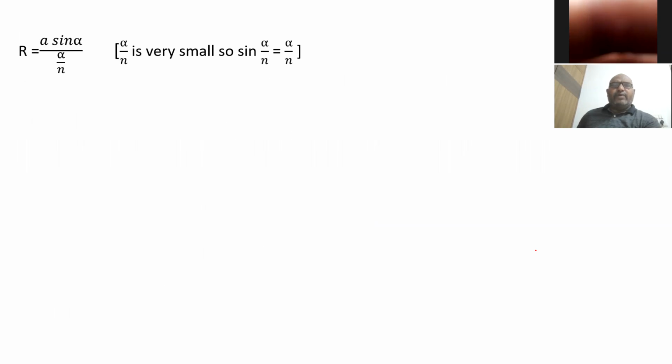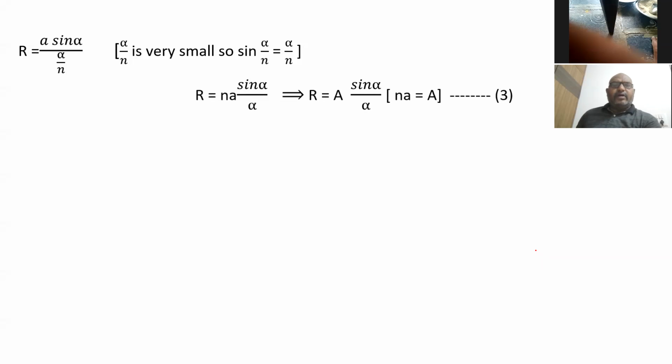Alpha by n is a small value, so sine alpha by n is equal to alpha by n. So R is equal to n a sine alpha by alpha, where n into a is the number of widths of the slit, and a is the amplitude of each part. That is the total amplitude is capital A, n a is equal to A. Therefore, R is equal to A sine alpha by alpha.